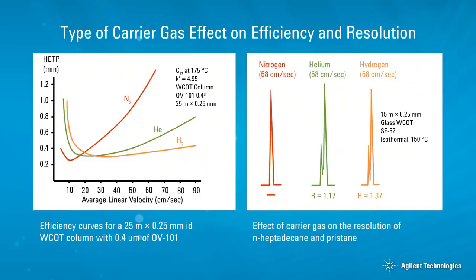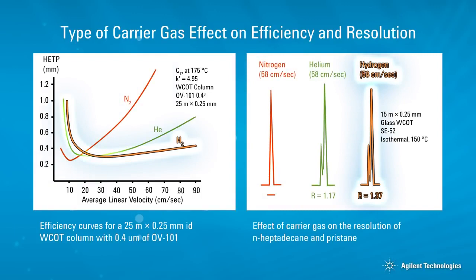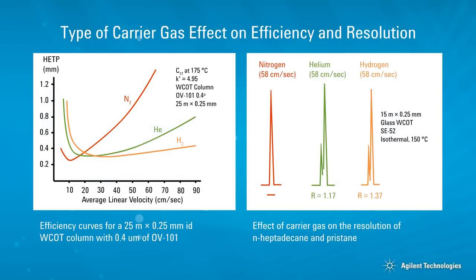Type of carrier gas. The type of carrier gas used has a significant effect on column efficiency. From the Van Deemter plot, you can observe that when nitrogen carrier is used, best efficiency is achieved at very low average linear velocity. Using hydrogen allows for the use of faster column flow, resulting in shorter analysis times. Average linear velocity is defined as the column length in centimeters divided by the retention time in seconds of an unretained peak like air or methane.